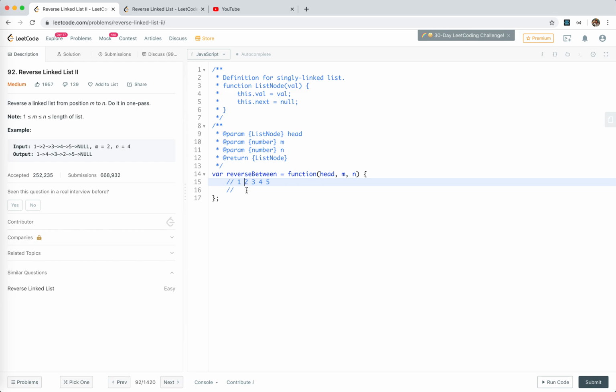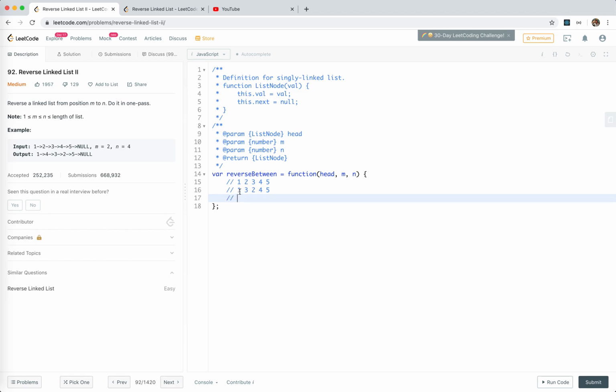The goal is to transform to 1, 4, 3, 2, 5, right? The node before 2 is 1, so we need to switch the node next to 1 from 2 to 4. How do we do that? We can do it one by one, right? We know where 1 is, we know where 2 is, so we swap 2 and 3 first: 1, 3, 2, 4, 5.